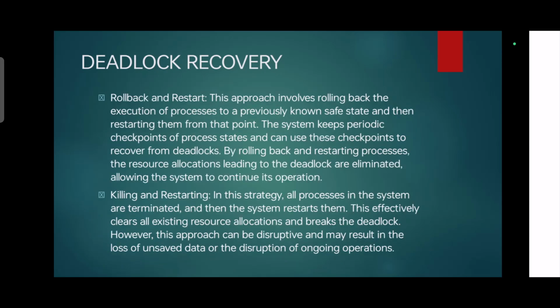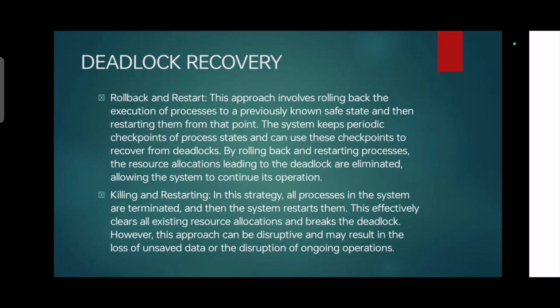Rollback and restart. This approach involves rolling back the execution of processes to a previously known safe state and then restarting them from that point. The system keeps periodic checkpoints of process states and can use these checkpoints to recover from deadlocks. By rolling back and restarting processes, the resource allocation leading to a deadlock is eliminated, allowing the system to continue its operation. Killing and restarting.